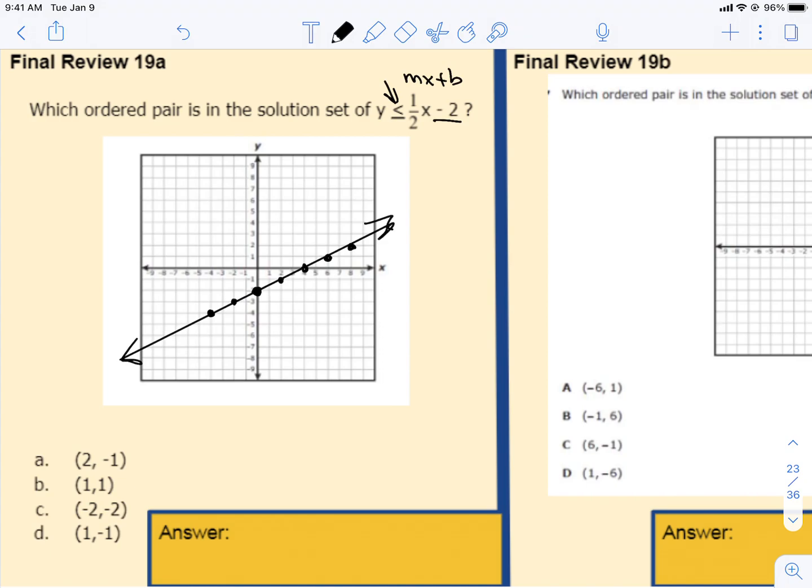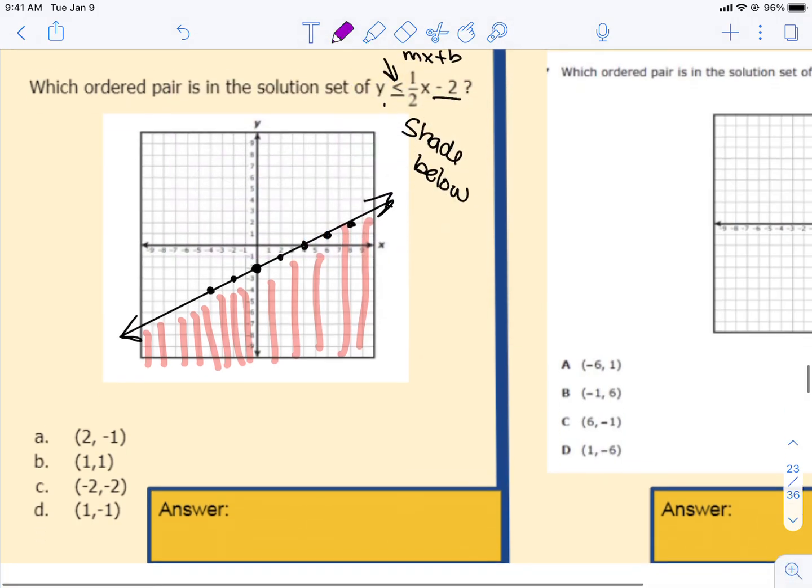Now about my shading. My y is completely by itself, so I can identify the shading. It's opening away from the y, which means I am going to shade below. Let me grab a darker color. We want this area down here.